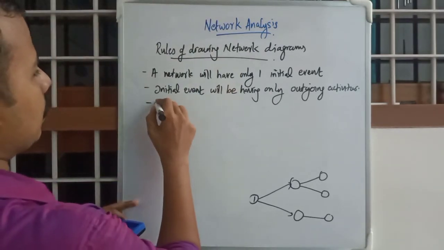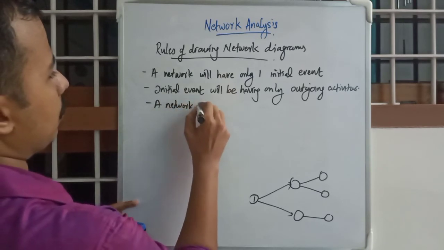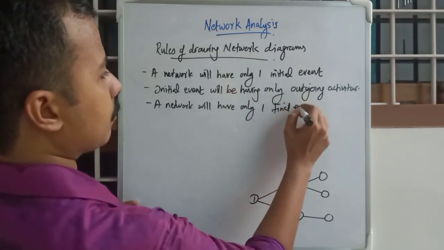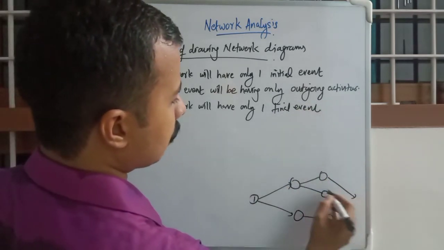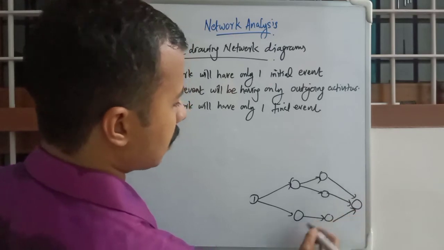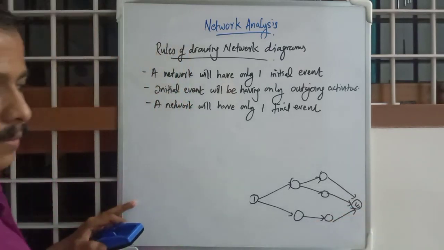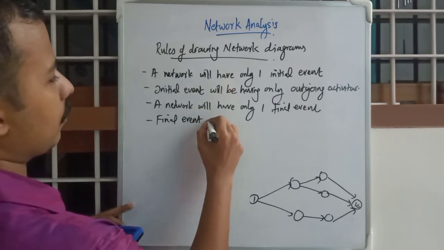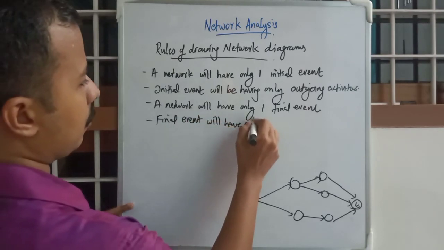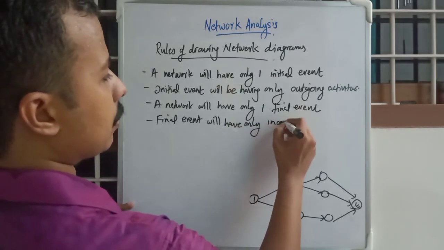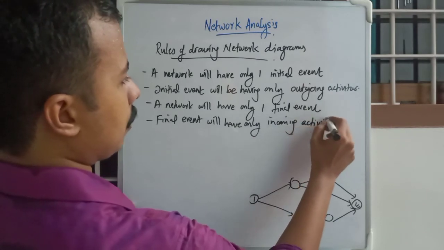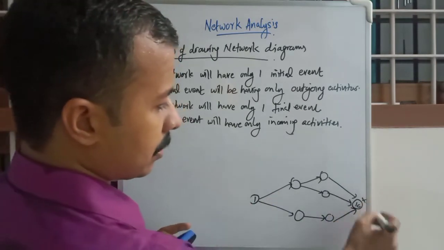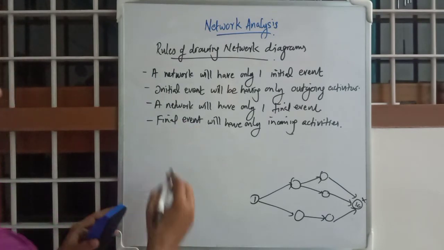And third rule, a network will have only one final event. Okay, at the end it will all converge into one single event. Okay, and the same thing, final event will have only incoming activities. As you can see, you have 3 incoming activities towards it and no outgoing activities. Okay, so these are the first 4.